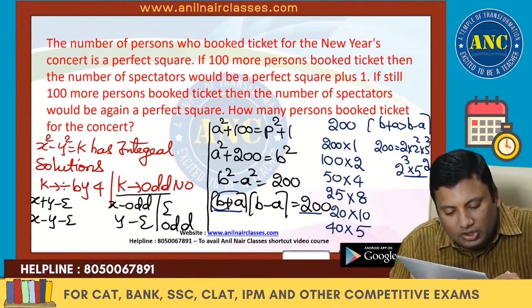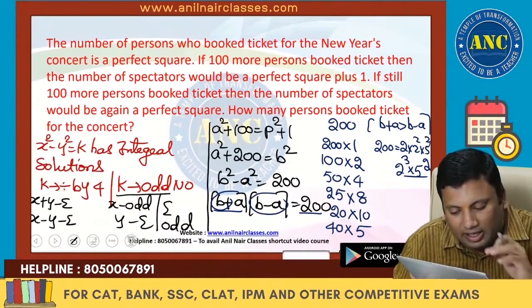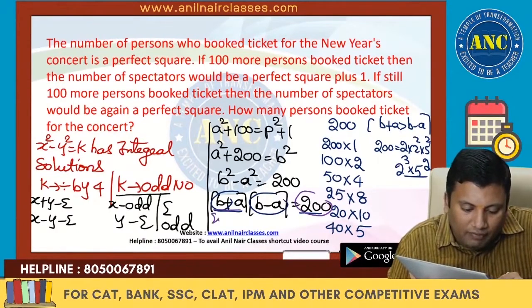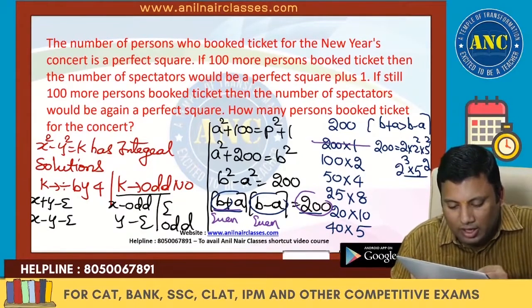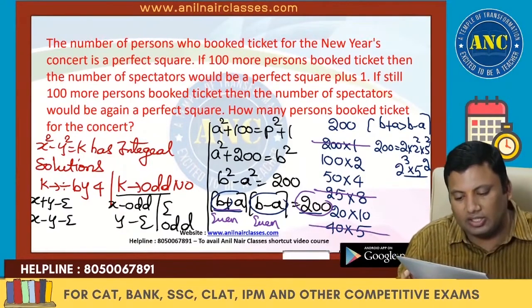b plus a should be greater than b minus a. Why? Because a and b are integers. Now, 200 is divisible by 4. That means b plus a should be even and b minus a should be even. The mixed case is not possible, so both should be even.